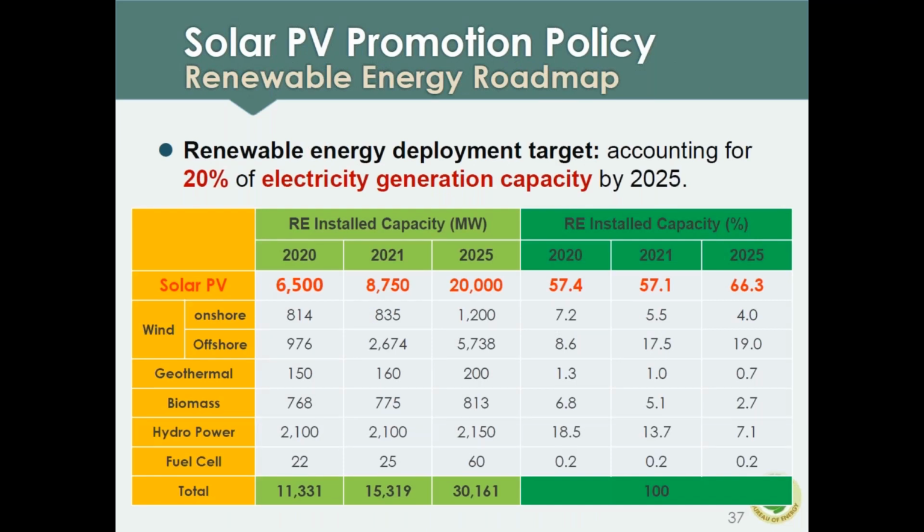This slide shows you the renewable energy roadmap of Taiwan. Our government sets a goal of renewable energy accounting for 20% of electricity generation by 2025. In this table, you can see the targets of installed capacity of different renewable energy technologies by 2025, like solar PV, wind power, geothermal, biomass, hydropower, and fuel cell. Among them, solar PV has the highest target and will achieve 20 gigawatt by 2025. It will account for 66% by 2025.